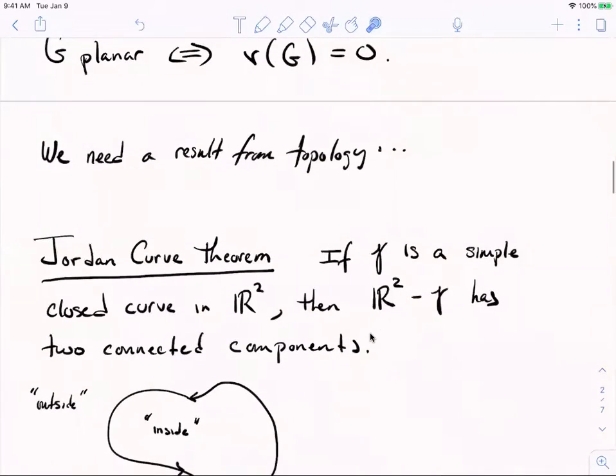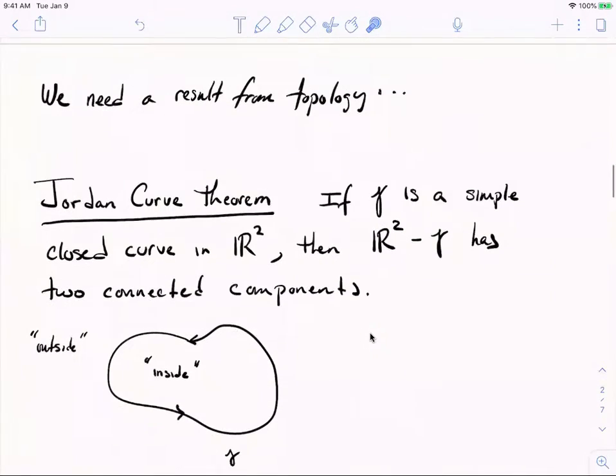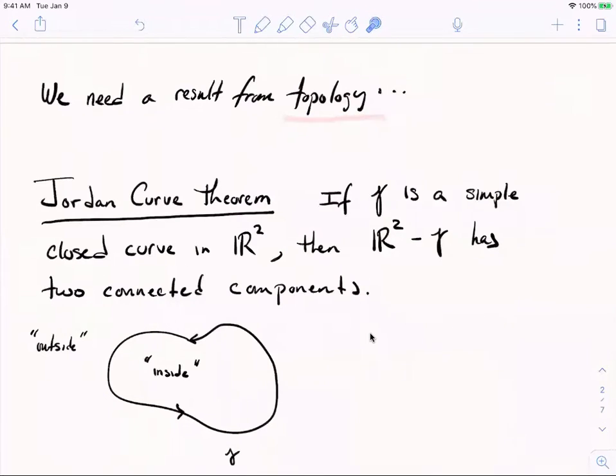To get at Euler's formula, I need to borrow a little theorem from topology. I'm going to assume some fact, and the fact will actually seem quite obvious. But as in many things in geometry and topology, the more obvious the statement sounds, usually the harder it is to prove. So you can just check this away in the realm of obviousness. But really, there's something deeply geometric here about the plane. So what is this fact that I want to borrow?